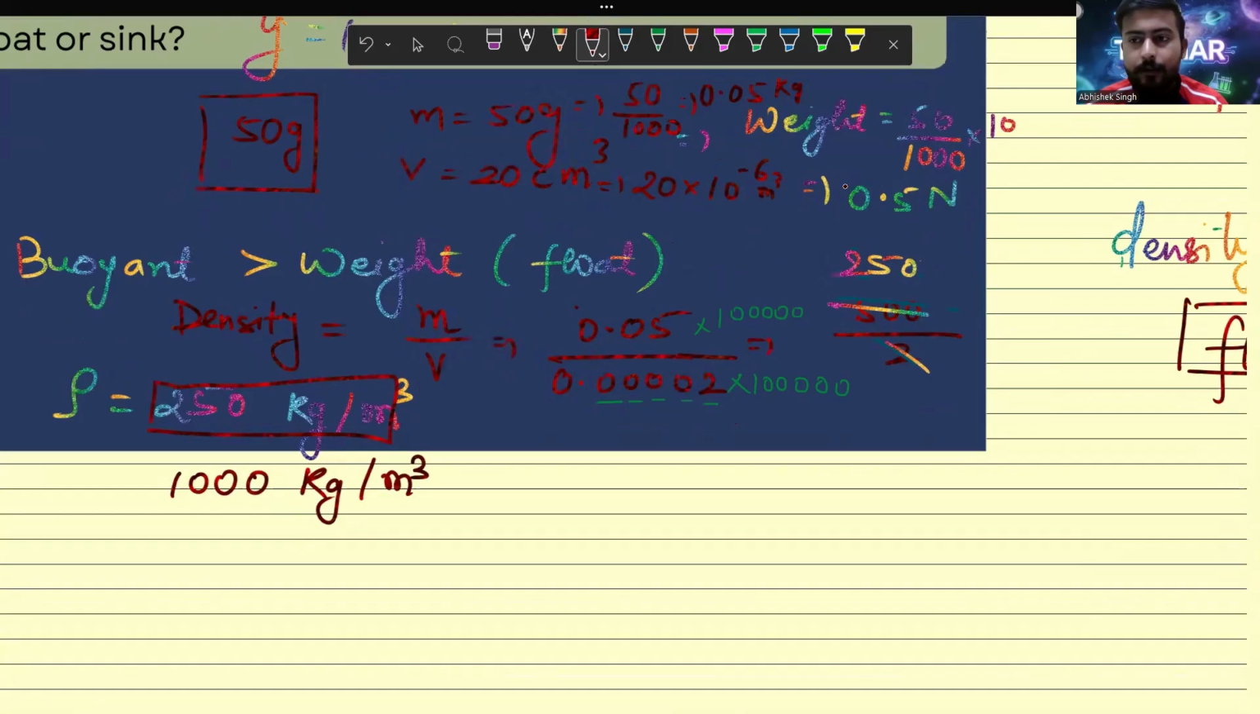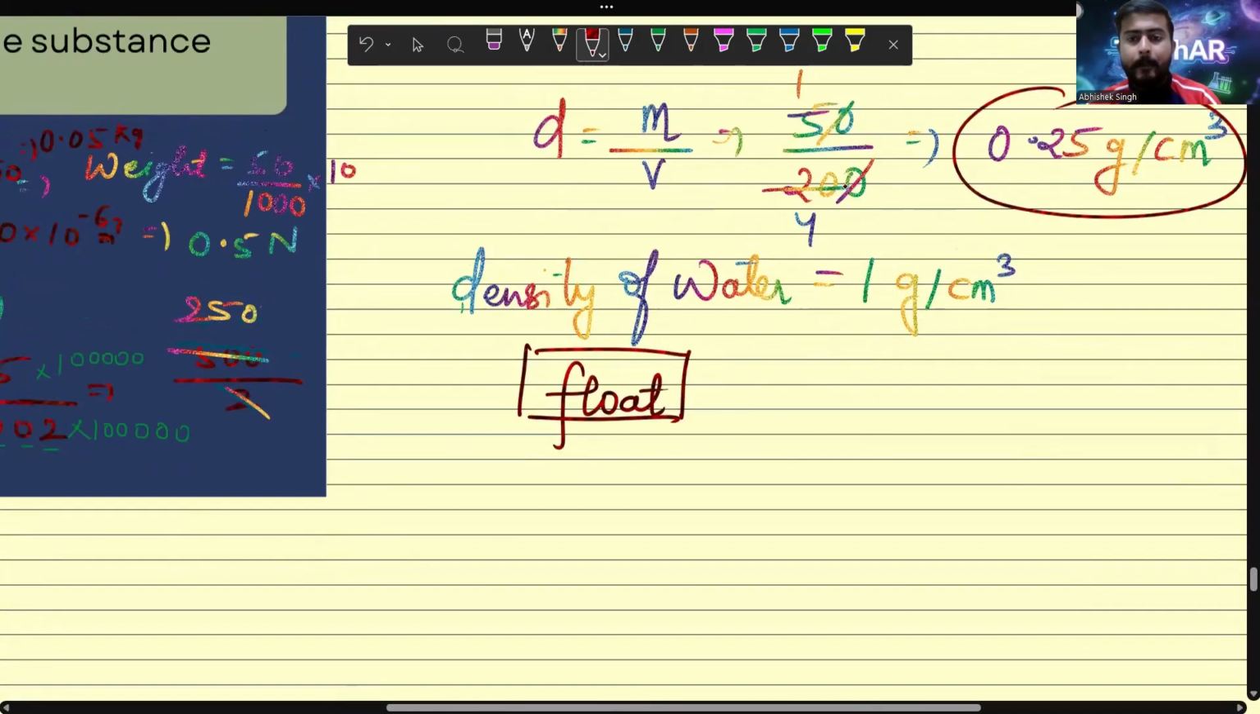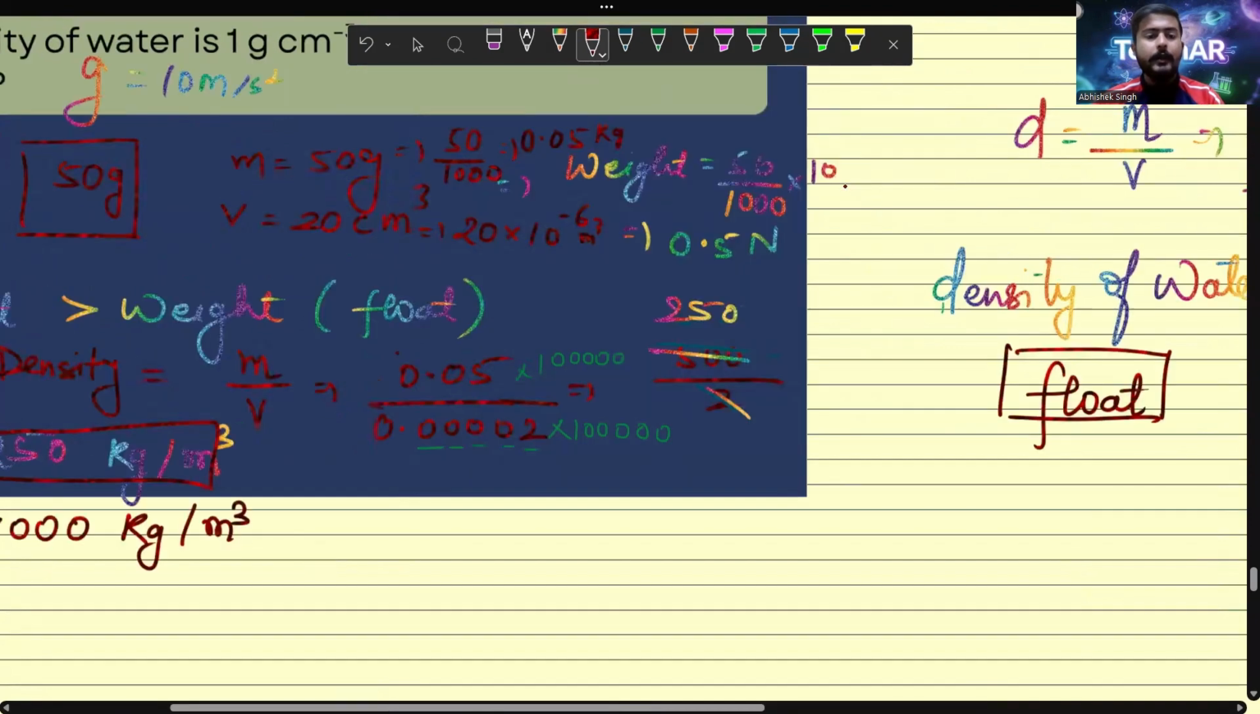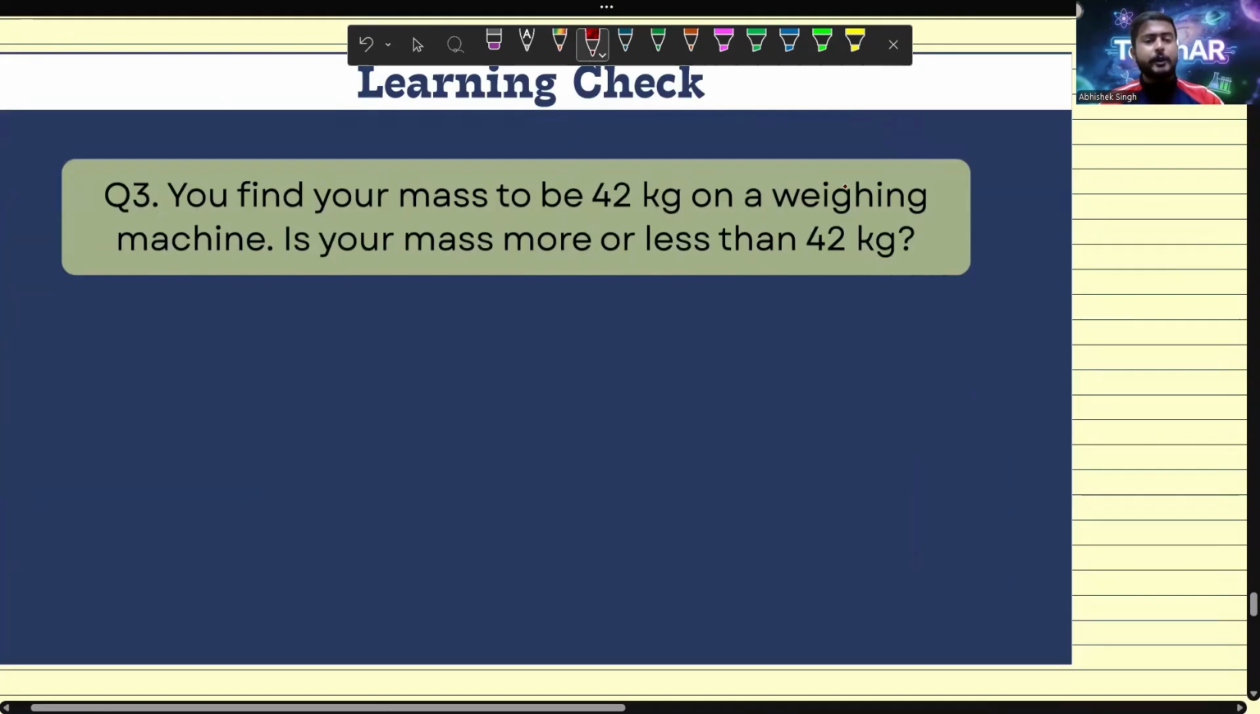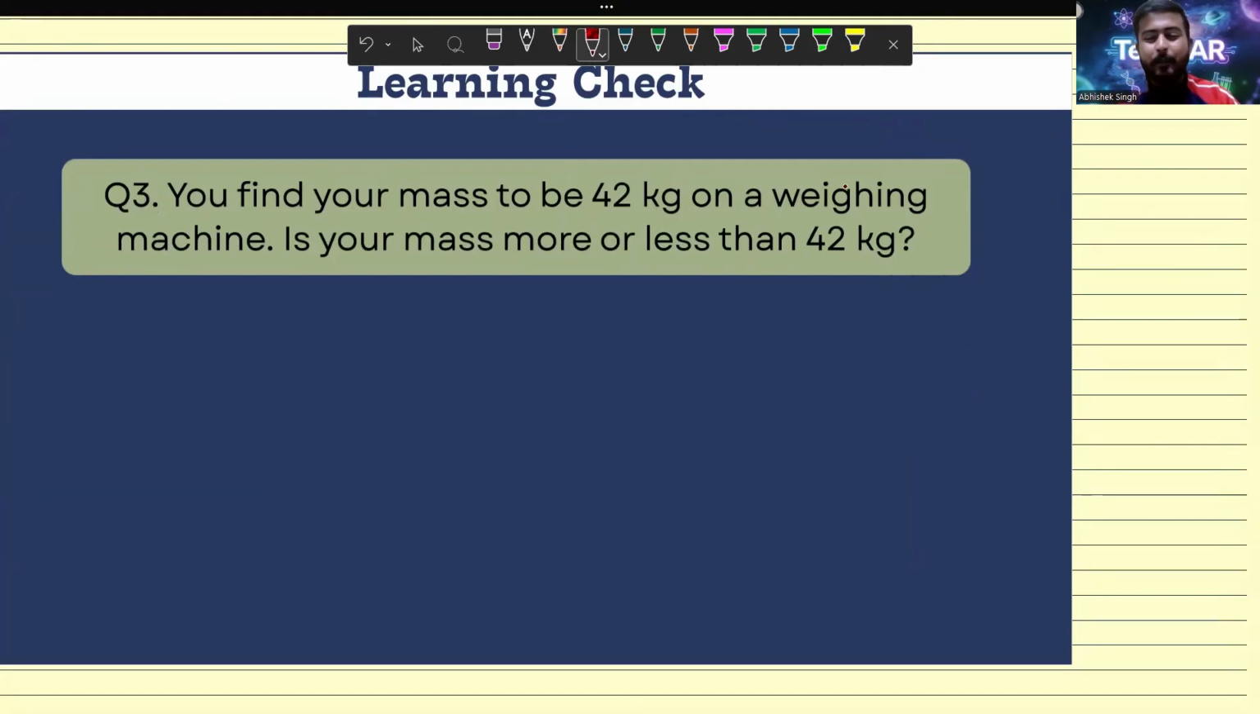Let's move ahead of this. I've got one more question, and that is very conceptual. Okay, this is based completely on NCERT syllabus, so everything you get from NCERT only. Your mass is 42 kg on a weighing machine. Is your mass more than or less than 42 kg?